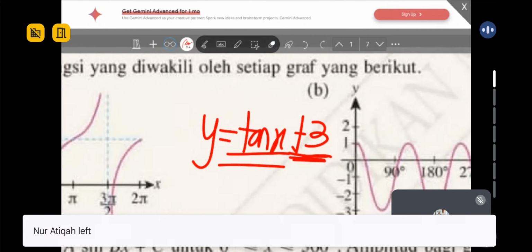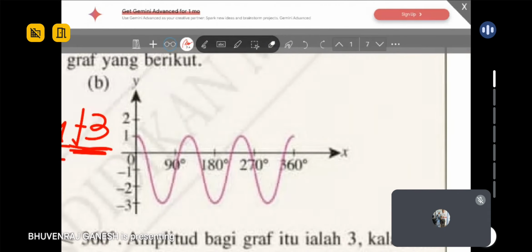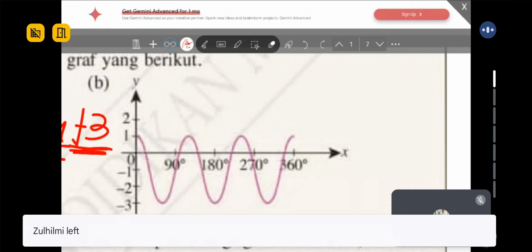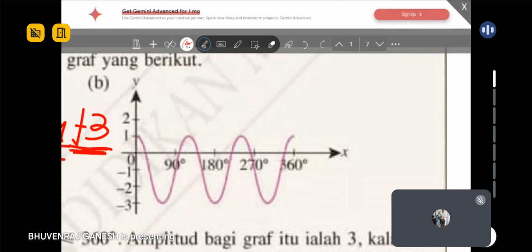Alright? Okay. How about this graph, guys? Can you all tell me what is the function you can think of? Yang ni lebih kompleks sikit. So you must try and see what is the equation of the graph. Apa persamaan graph ni?